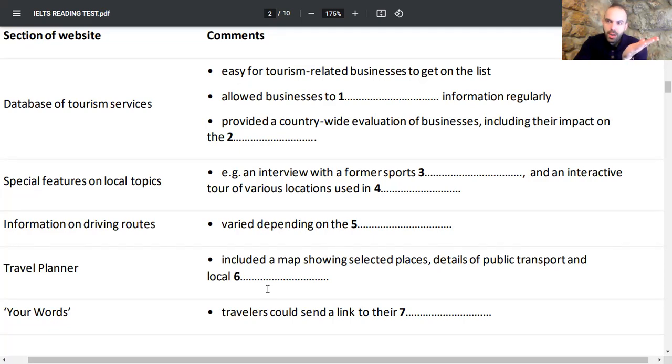Did you understand? I hope that you have fully understood what I'm talking about. Now moving to number 7, and it says your words. Travelers could send a link to their what? Oh, sorry, I've missed number 7 before. I didn't explain number 7. So it says travelers could send a link to their what? So maybe it's connected to them. We have some keywords here, which are your words, travelers, and the word send as well. So your words is also referred to in paragraph 4.